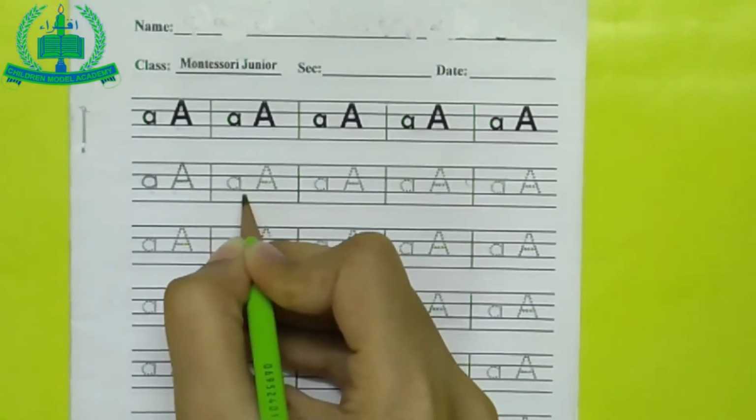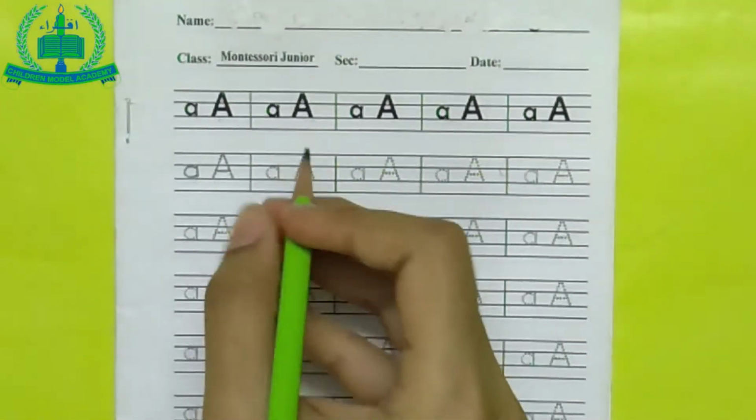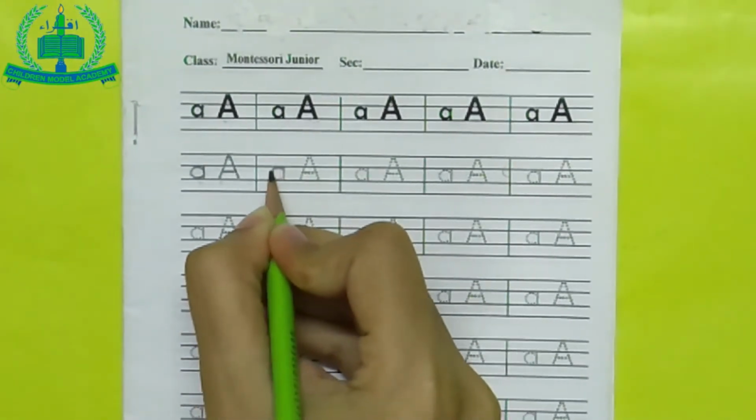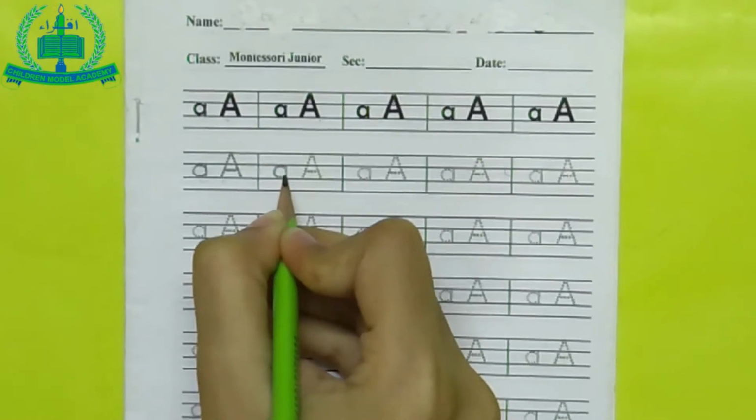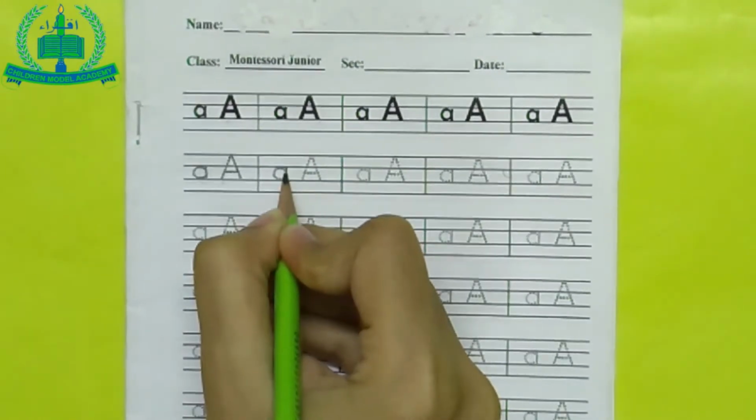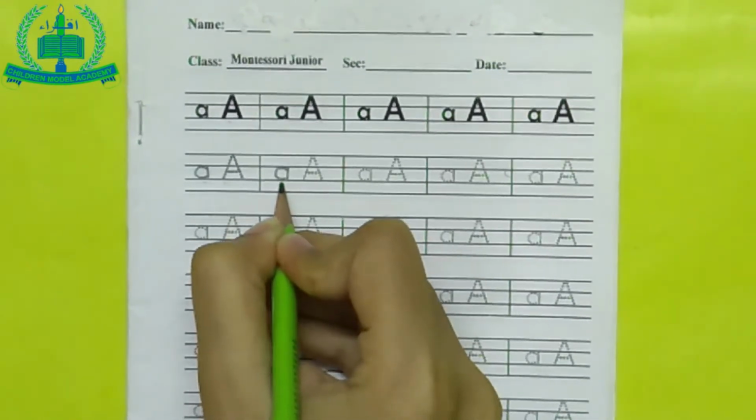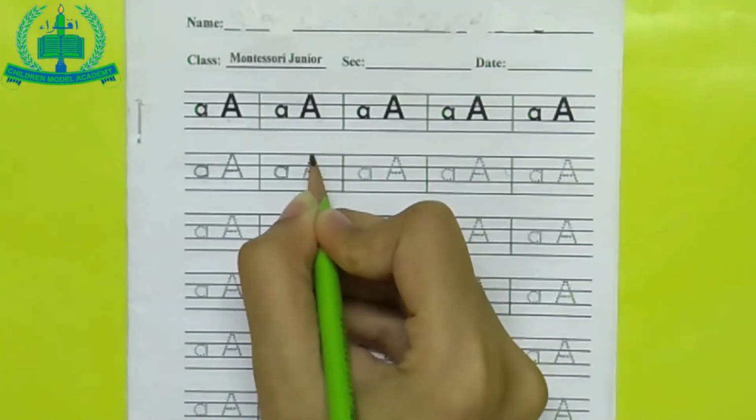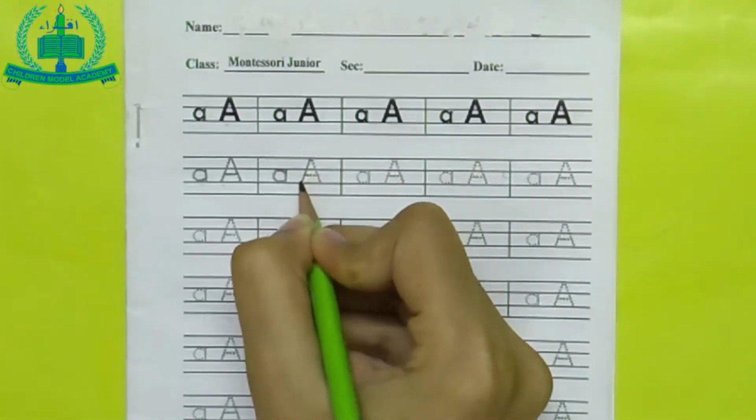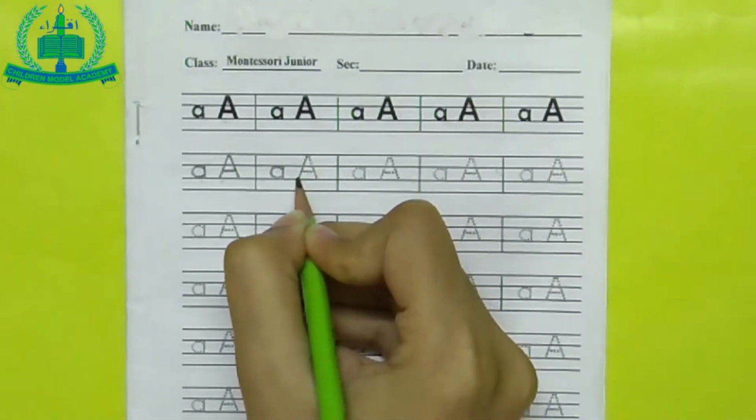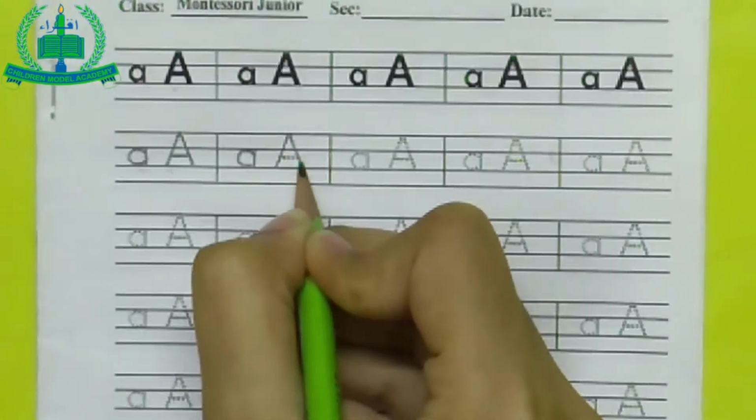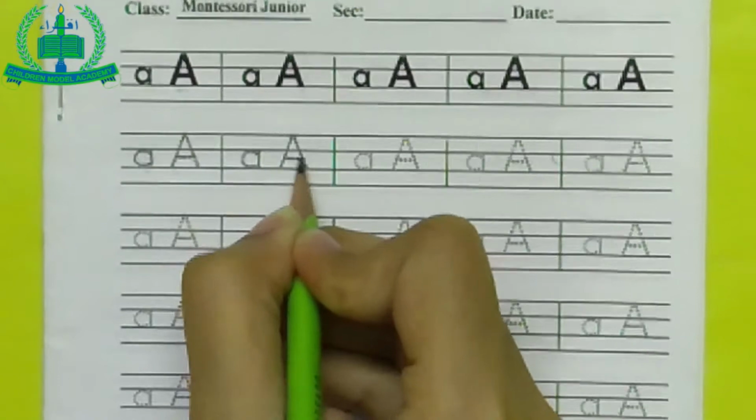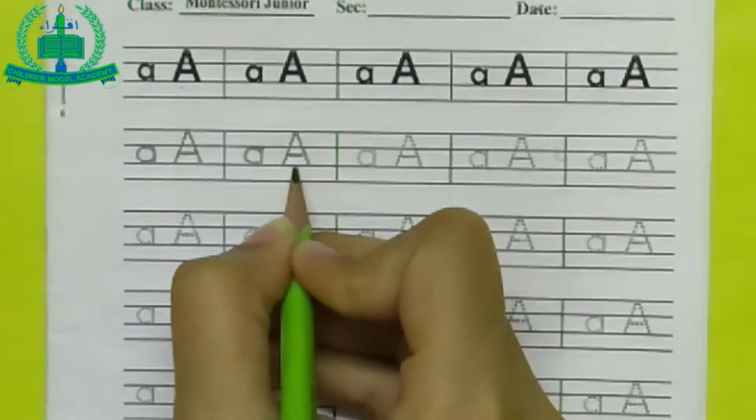Let's do it again. Start from middle, make a small curve to the left side, then make a small standing line, small a, capital A. Start from the first line, make a slanting line to the left side, then make a slanting line to the right side and draw a sleeping line in the middle, capital A.